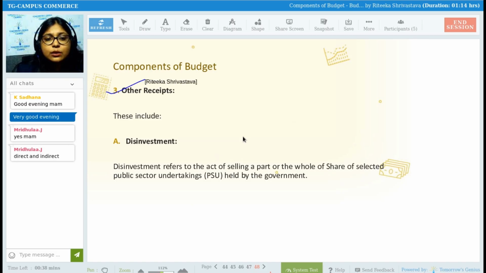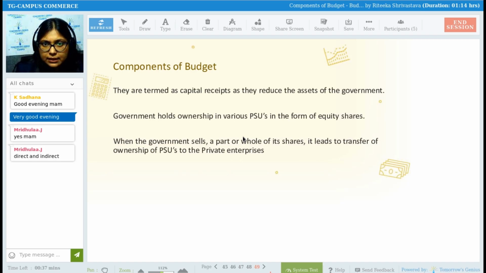Other receipts, now other receipts include, first is disinvestment. What do we mean by disinvestment? So it refers to the act of selling a part or a whole share of selected public sector undertakings held by the government. So when government does disinvestment, that means when government sells shares of its enterprise to the private sector, it means disinvestment. And when they are doing this selling, it is again going to reduce the assets of it. So that is why disinvestment will also be the part of capital receipt, as they reduce the assets of the government.